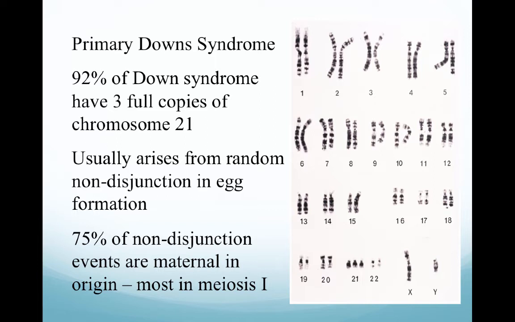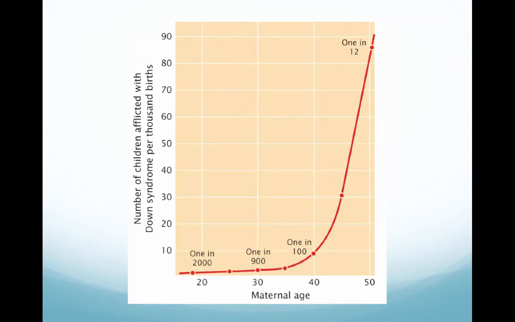And then in addition to that, 75% of the non-disjunction events are going to be maternal in nature. Most of those are going to occur in meiosis 1, and very few of them actually occur in meiosis 2. The caveat to this is that we now have some ways to manage it, and we now know more about the syndrome, and it actually will occur in women that get pregnant and have babies at a higher frequency over the age of about 38.